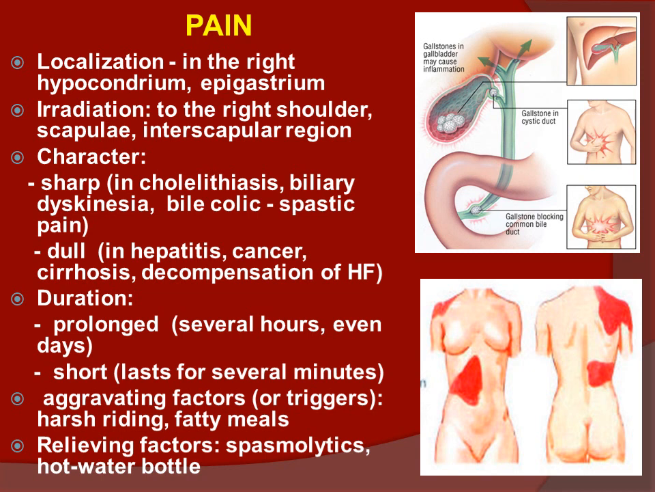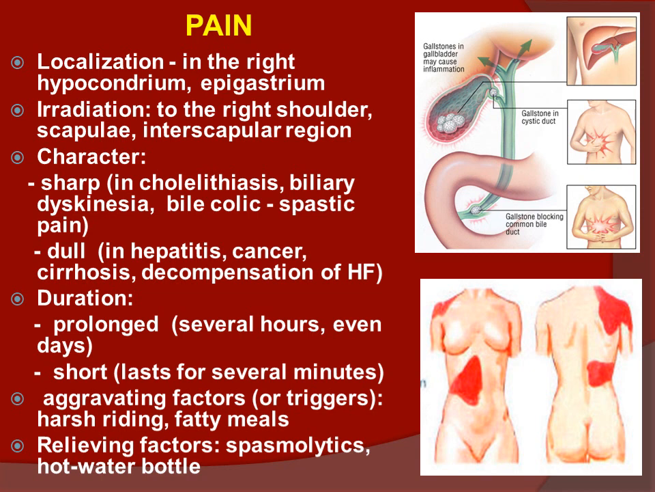Pain is one of the most common complaints of patients, and it is important to consider the following characteristics of pain: localization, radiation, character, duration, aggravating and relieving factors. Pain is located in the right hypochondrium and sometimes in the epigastrium. Pain may be persistent and dull, or it may be severe and occur in attacks. The persistent pain is usually boring, or the patient feels pressure, heaviness, or distension in the right hypochondrium.